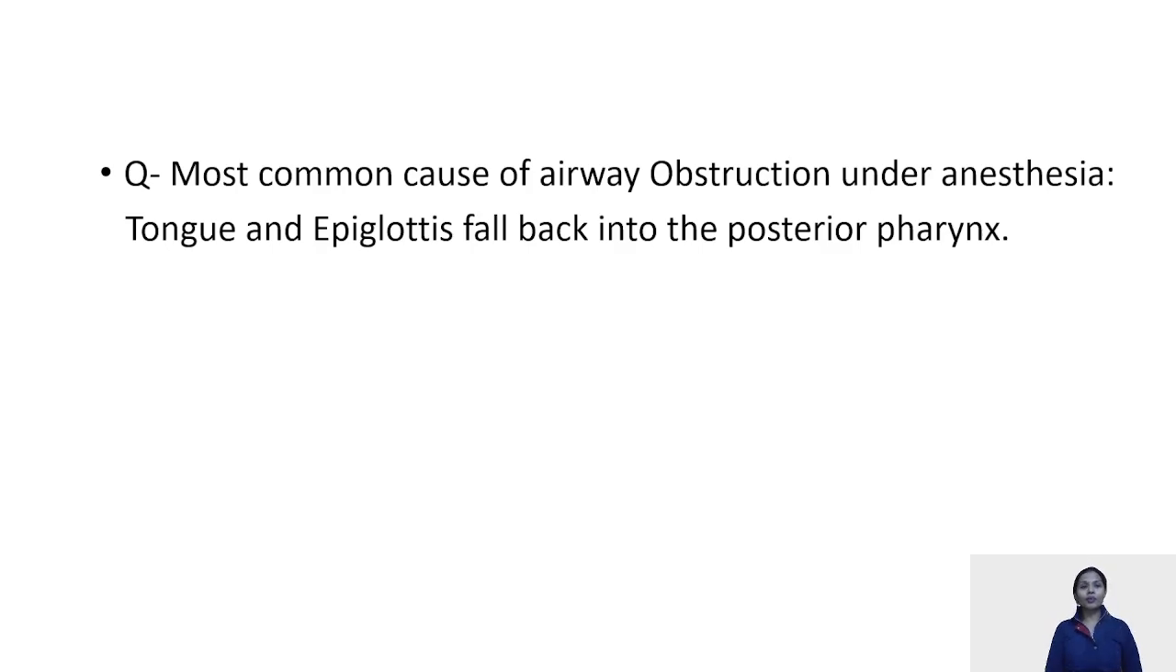What actually happens is the tongue and the epiglottis fall back over the posterior pharyngeal wall, leading to obstruction of the airway. This is a question that is asked many times. The most common cause of obstruction under anesthesia is fall of the tongue and the epiglottis over the posterior pharyngeal wall. Okay.